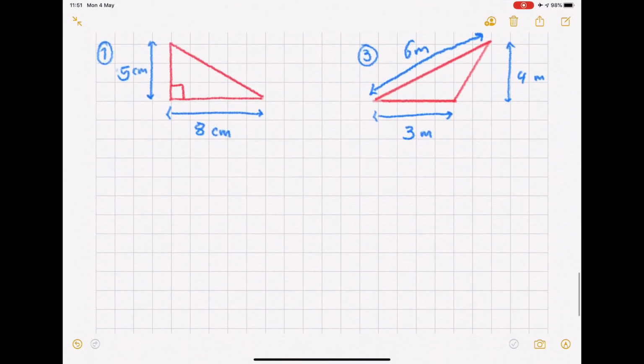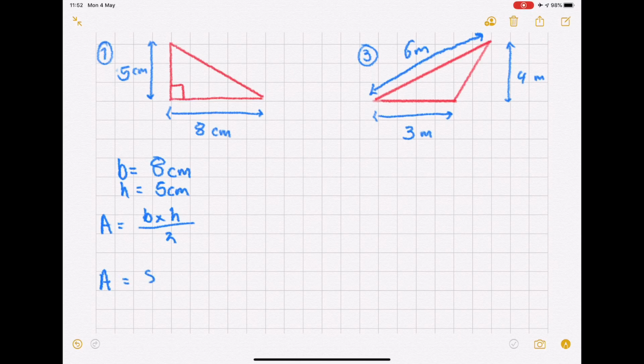Okay, fantastic. Hopefully you've had a go at that first one. Just check, yeah, 5 and 8. So first things first, what's our base, our horizontal base? That's 8 centimetres. What's our perpendicular height? Our perpendicular height is 5 centimetres. Now, what's our formula for area of a triangle? Area equals base times by height divided by 2. Let's substitute in our values. So area equals 8 times by 5 divided by 2.